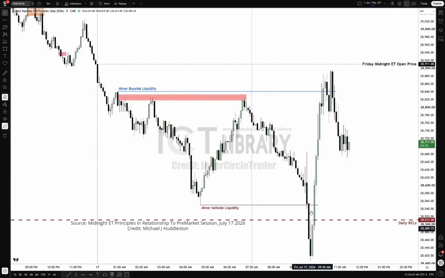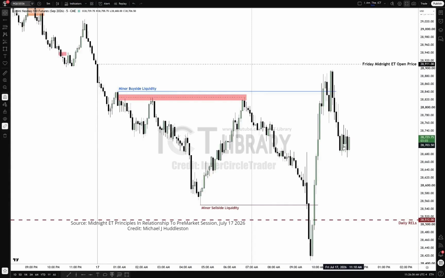Okay. And we had this huge, massive short covering rally that takes us back above and cleans up these relative equal highs. Lots of liquidity in here. So notice what it does. It goes up and comes real close to the midnight opening price, but then falls short.